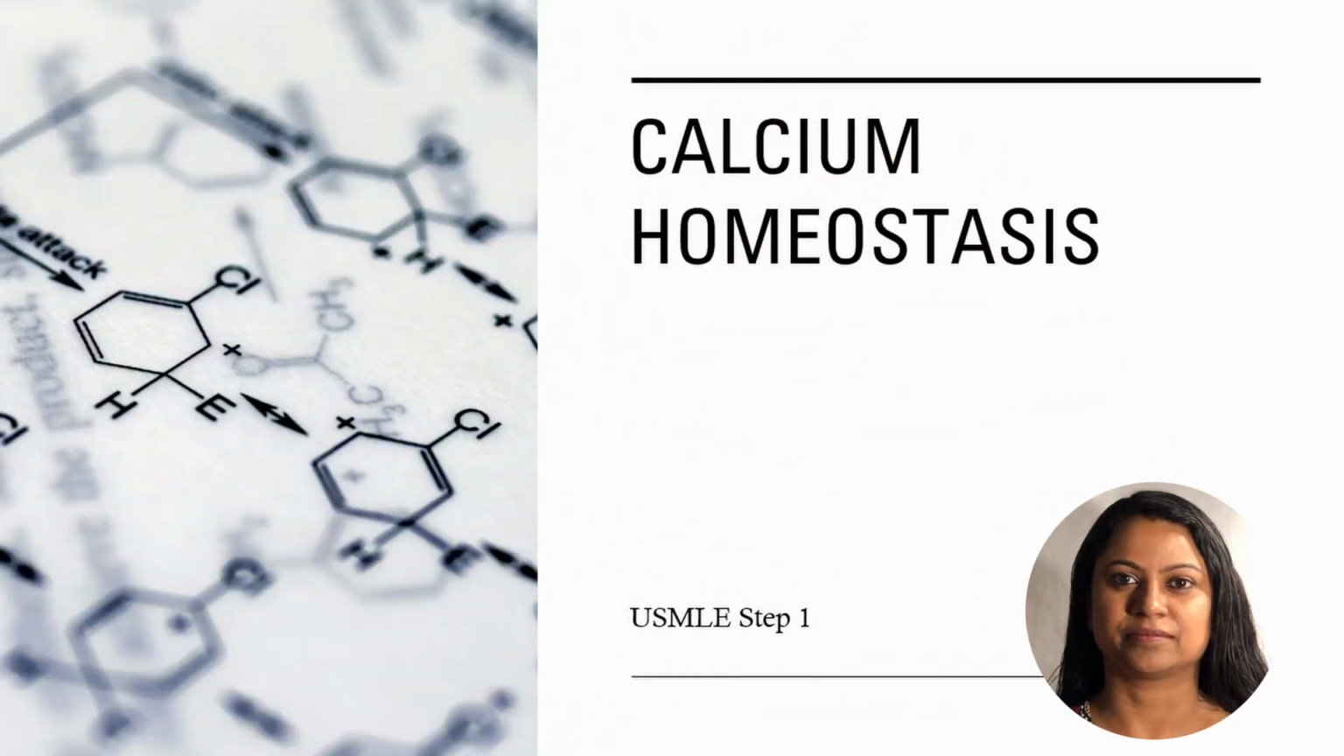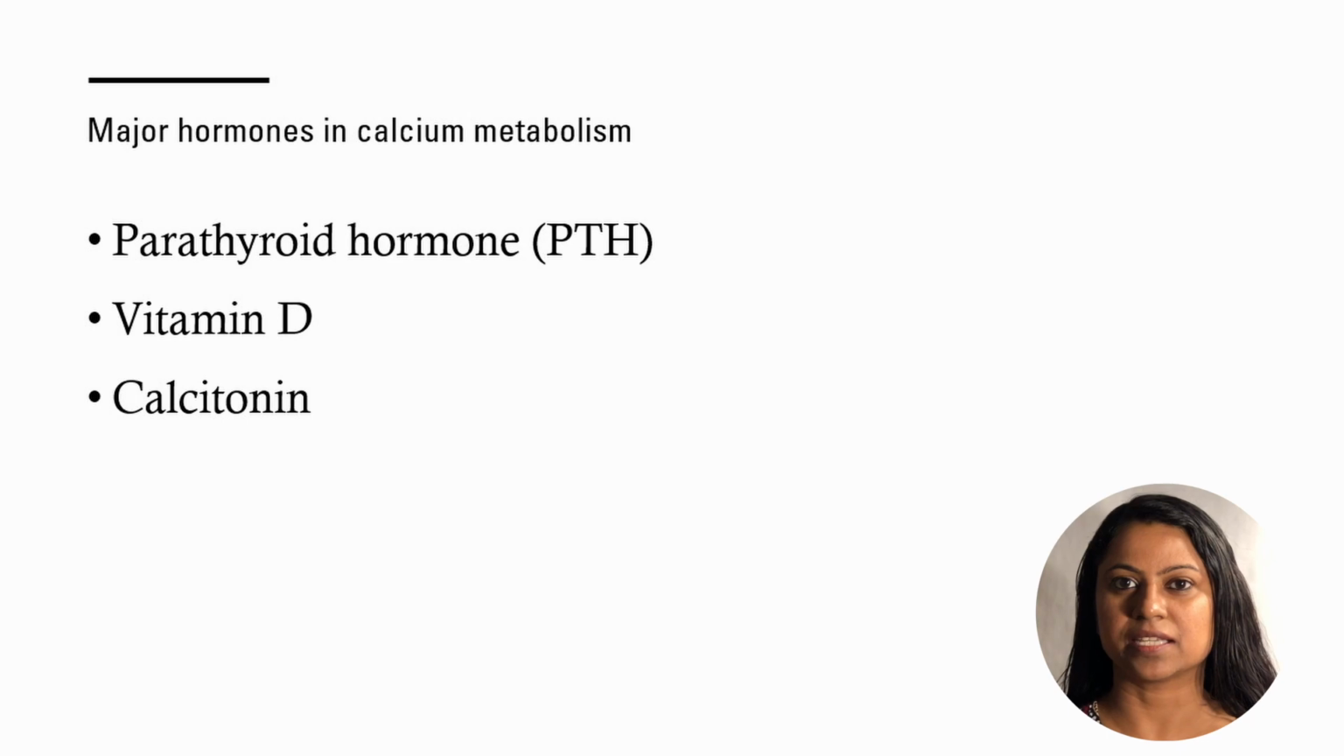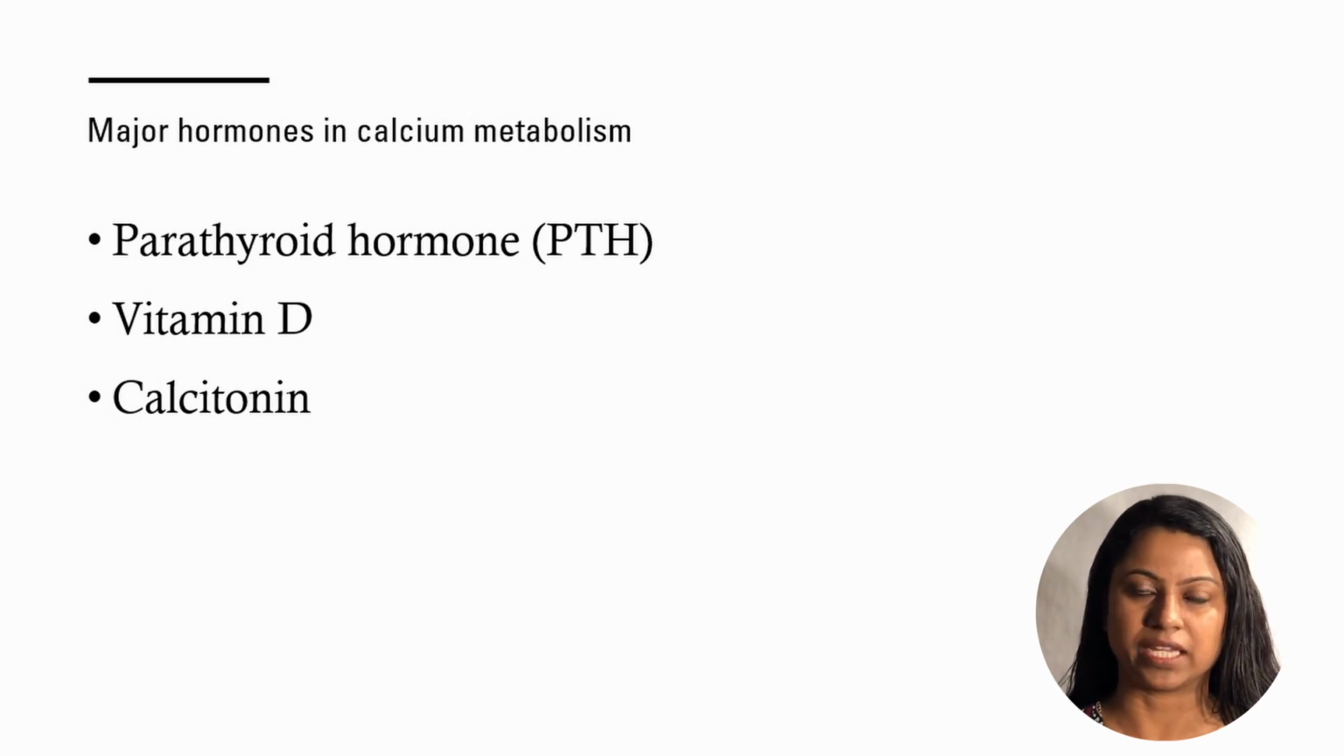Hello everyone, I'm Sujata. In today's video, I would like to talk about calcium homeostasis. Calcium balance is influenced by intestinal absorption, dietary intake, renal excretion, and bone remodeling. Parathyroid hormone, calcitonin, and vitamin D are the major hormones involved in calcium metabolism. Serum calcium, which is in the ionized form, is the metabolically active form of calcium in the body, and its levels are tightly regulated in the bloodstream.